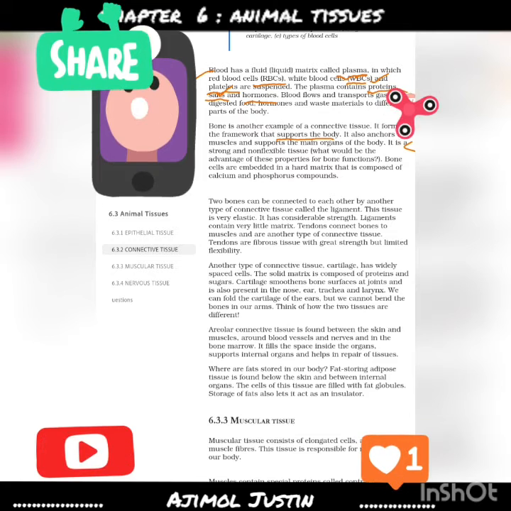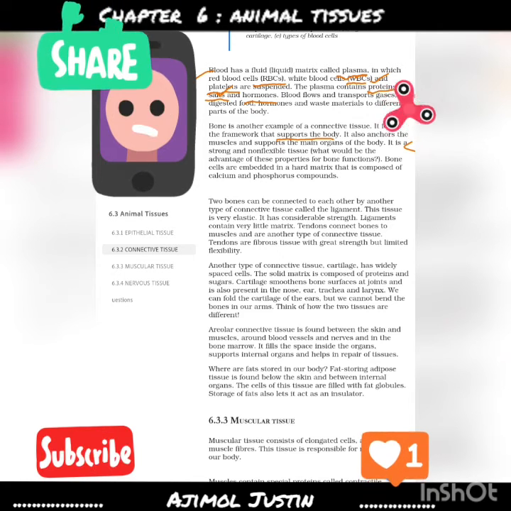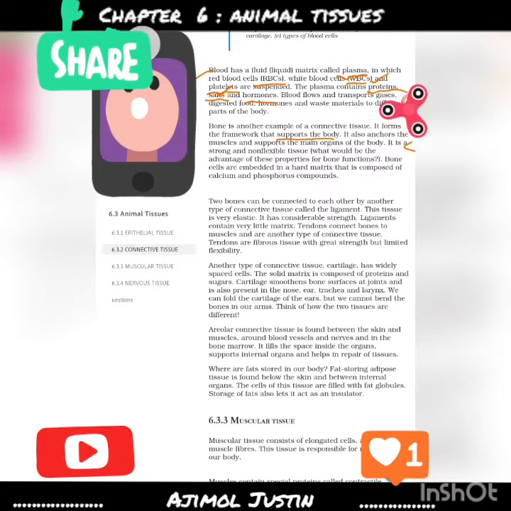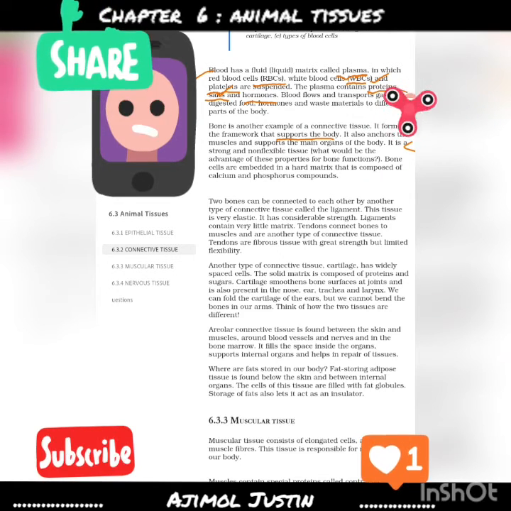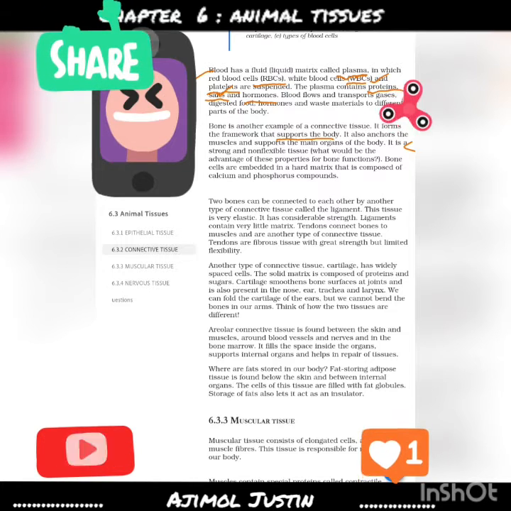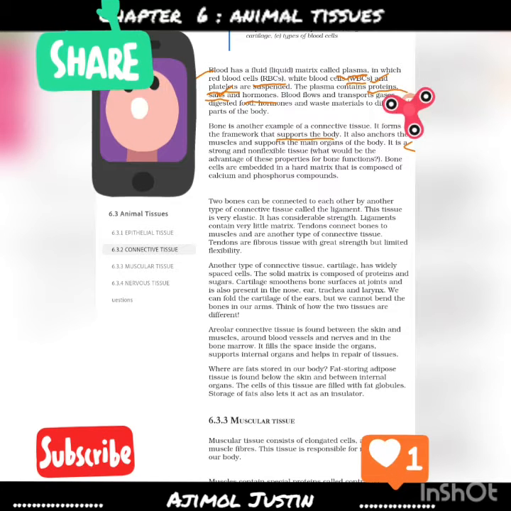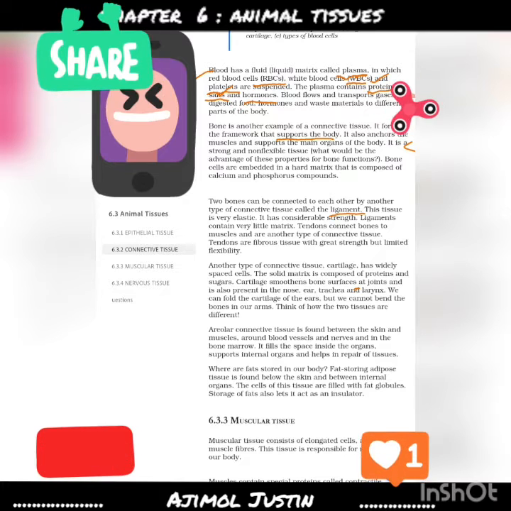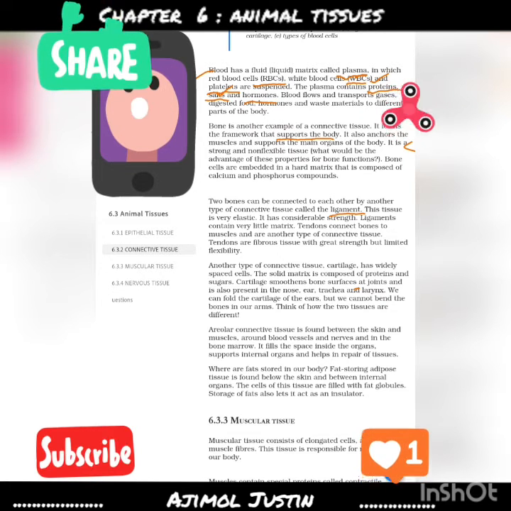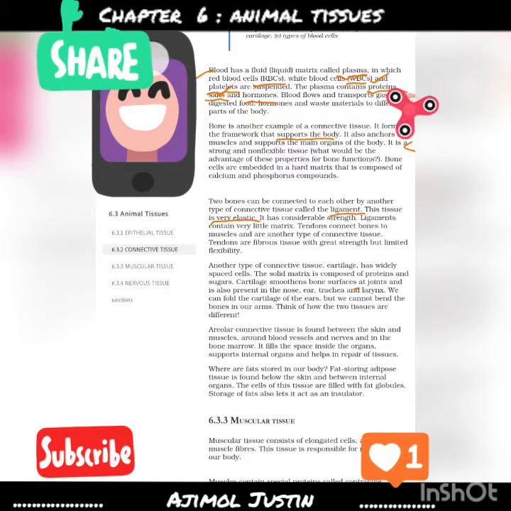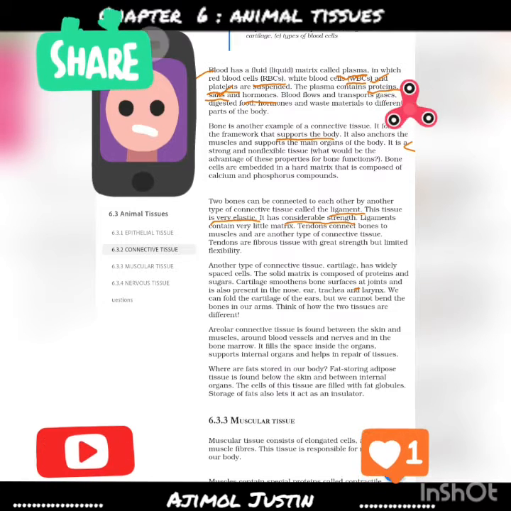Now bone cells are embedded in a hard matrix that is composed of calcium and phosphorus compounds. So what is bone made up of? Calcium and phosphorus. Now you might have seen two bones meet together, right? Two bones meet together with the help of ligament. Wherever two bones meet, there is a ligament, and this tissue is very elastic but has considerable strength also.